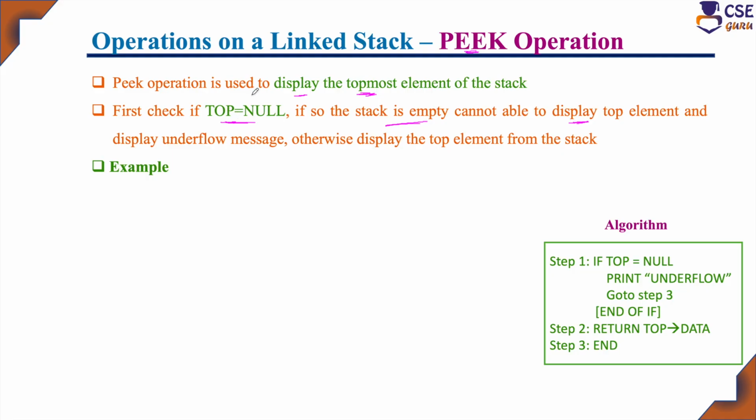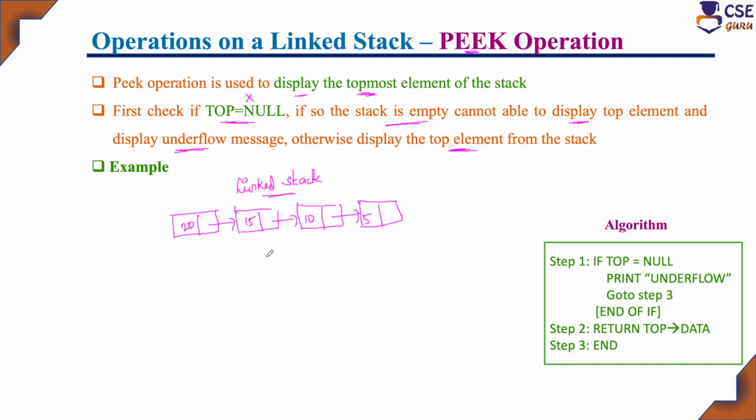Suppose top is not equal to null, the condition fails. The meaning is there are already elements in the stack. If elements are there in the stack, we can implement the peek operation and it will display the top element of the stack. If the stack is empty, it will display an underflow message. If the stack is empty, there is no element in the stack. Otherwise, it will display the top element of the stack.